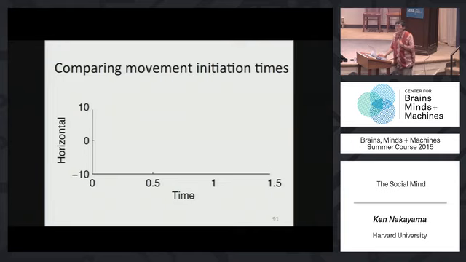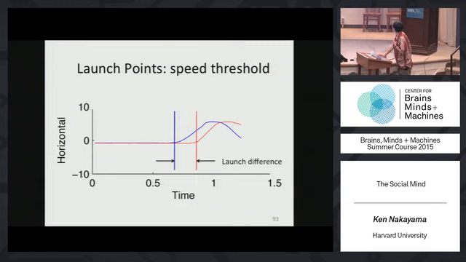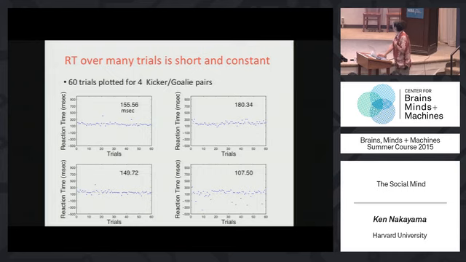What's interesting is the timing here. The kicker goes like this and the blocker responds, so you can make little measurements. We can just measure the horizontal positions. The blue is the kicker and the red is the blocker. Obviously they can't do it at the same time, but the reaction times are interesting. What's that difference in the launch point? And what we found was it was actually very low. You can see it's there.